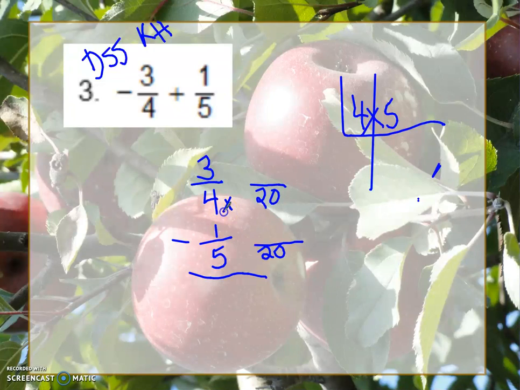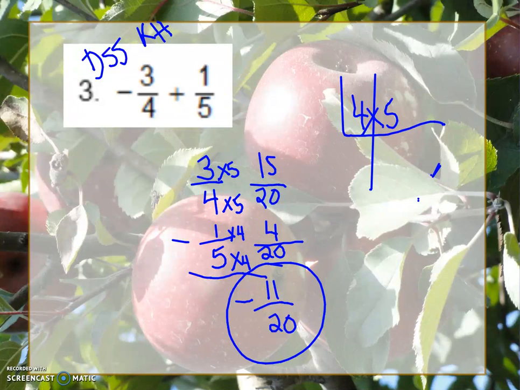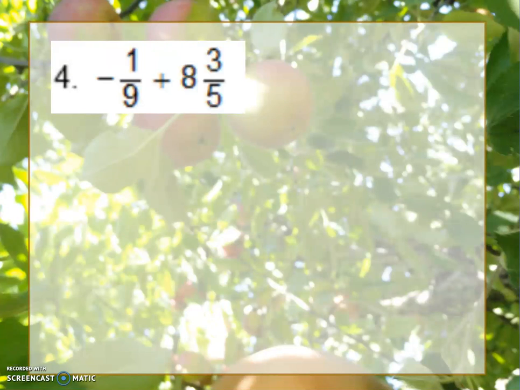Whatever you do to the bottom, you do to the top. So 4 times 5 is 20, so 3 times 5 is 15. 5 times 4 is 20, so 1 times 4 is 4. 15 twentieths minus 4 twentieths is 11 twentieths. And remember, negative 3/4 has the higher absolute value, so it's a negative 11 twentieths. All right, let's take a look at number 4.